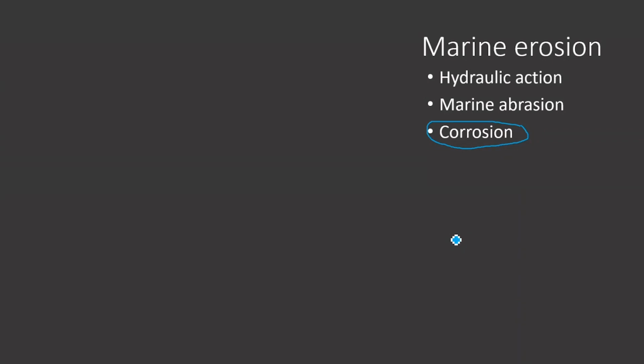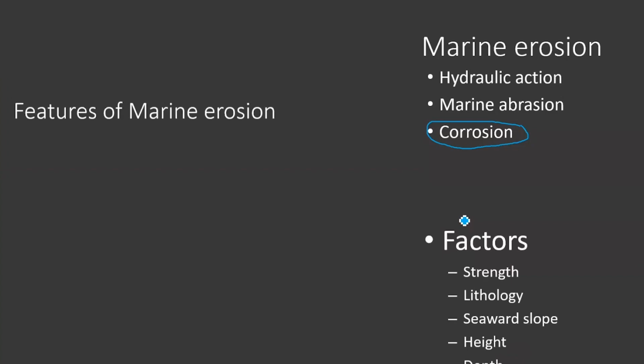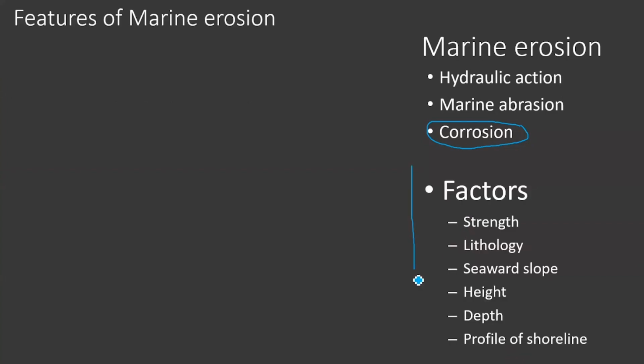So there are three processes of erosion. One is hydraulic action, that is only water which erodes things. Then marine abrasion, which is water along with suspended sediments which erodes. And corrosion, which is basically the chemical action by the water. Now, how much erosion these processes will do depends on different parameters.